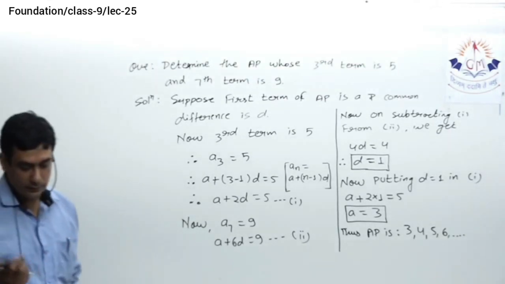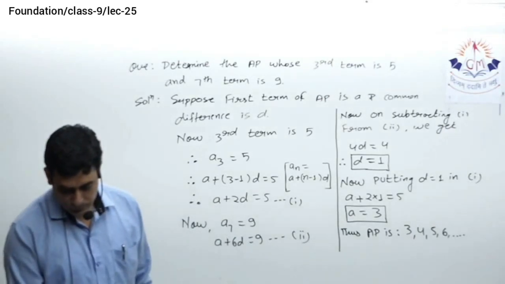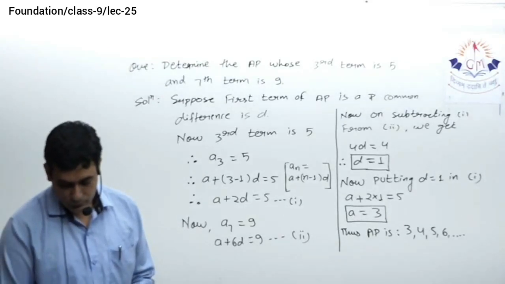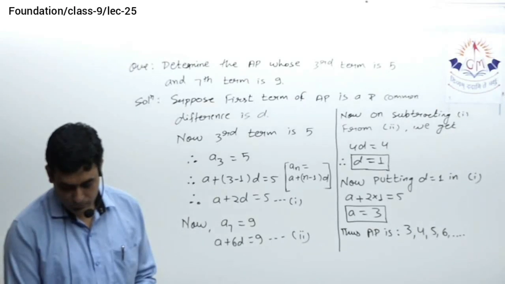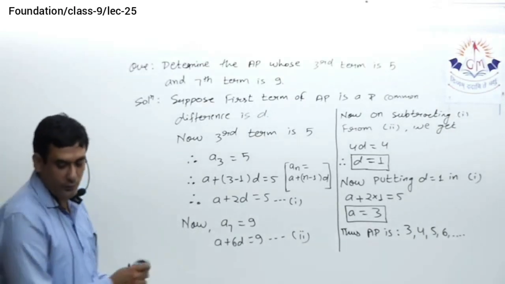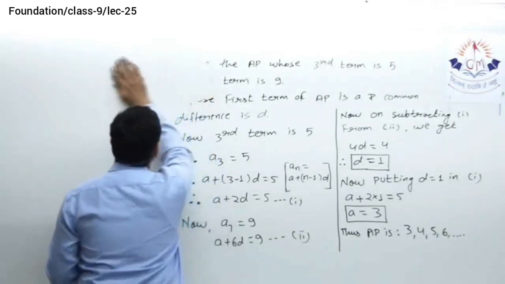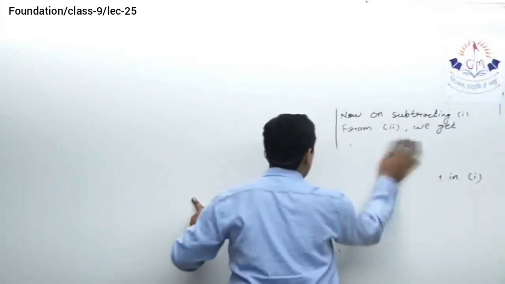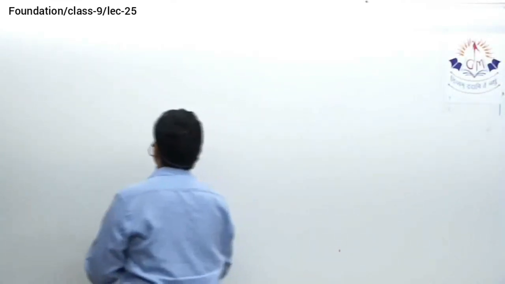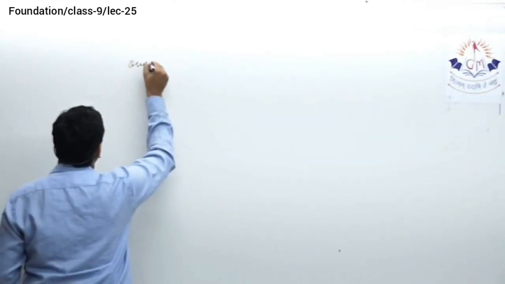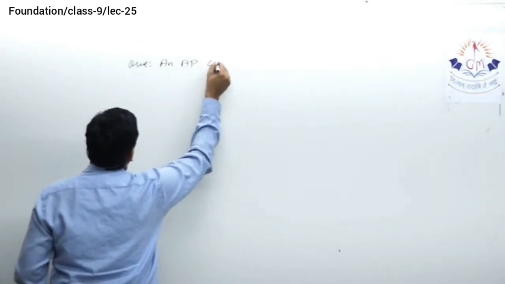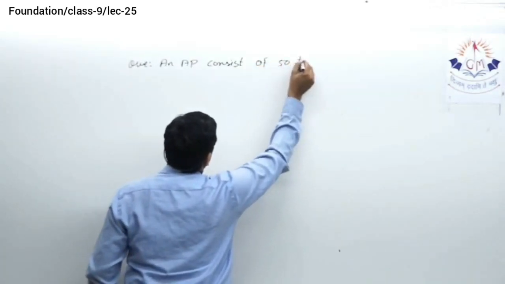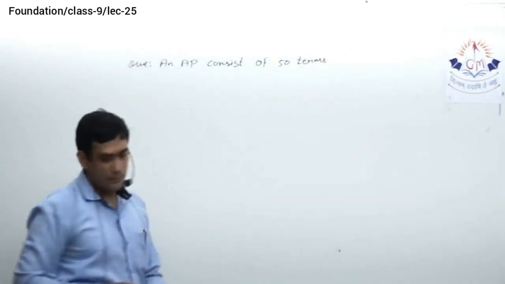Okay, now let us see the next question. An AP consists of 50 terms.